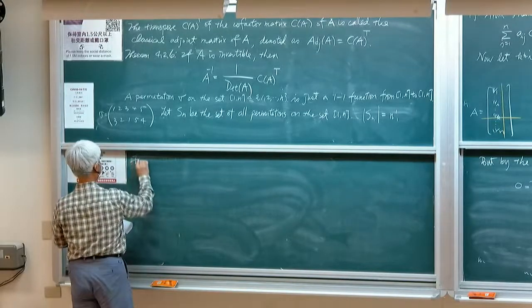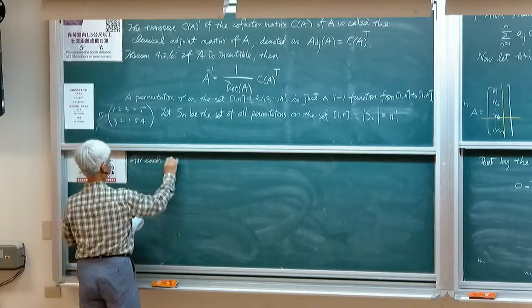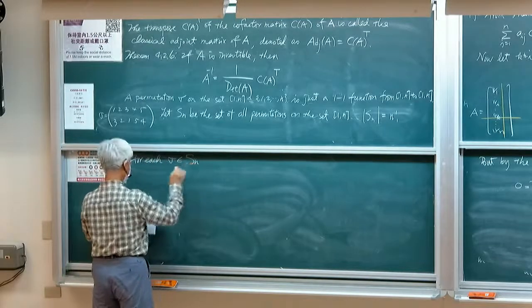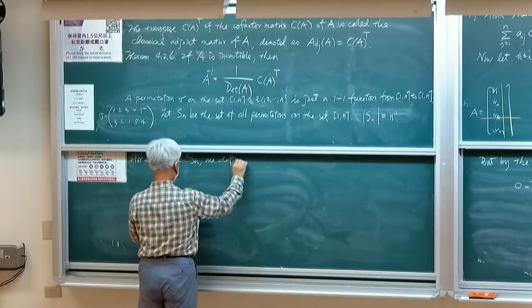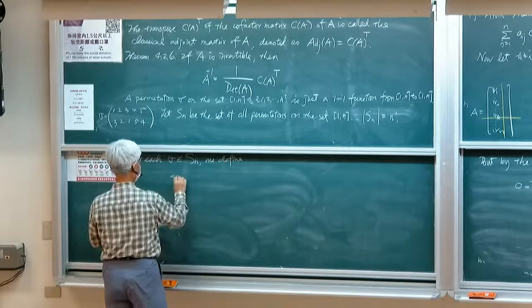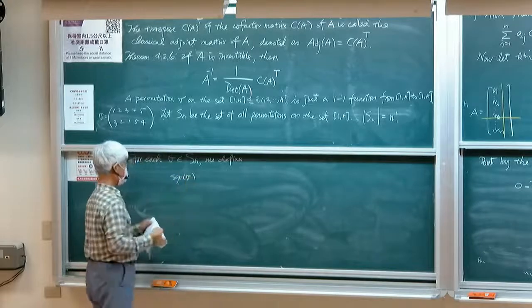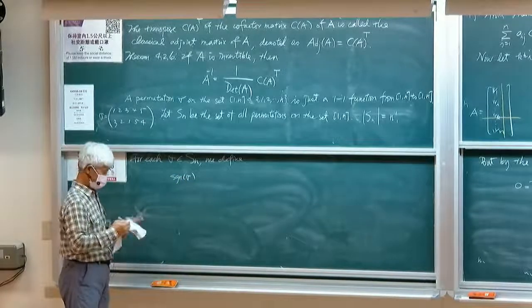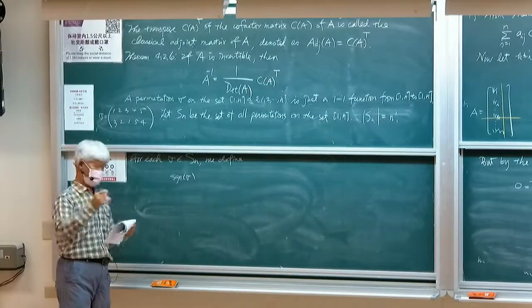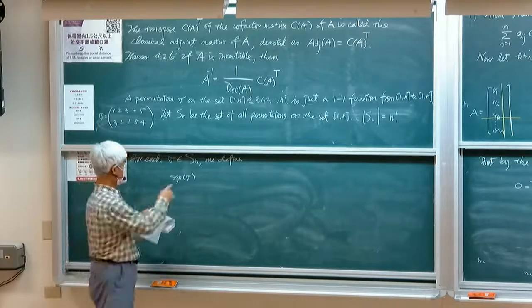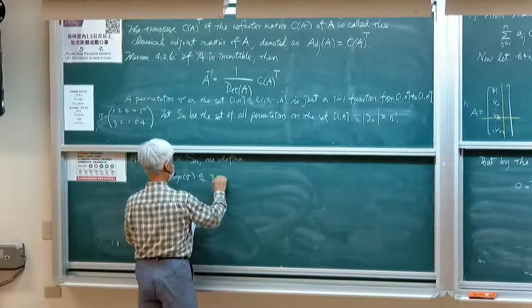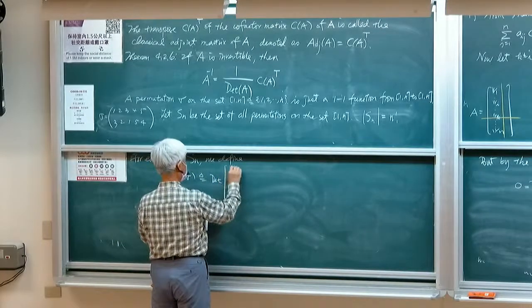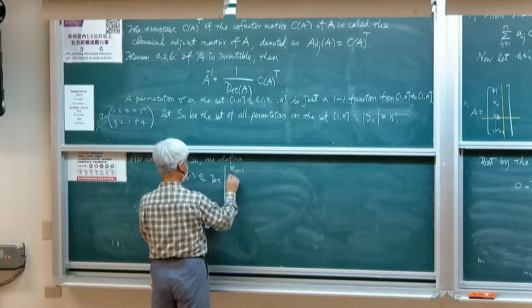Now, for each sigma in S_n, we define the sign of sigma. Sign means +1 or -1. The sign of a permutation sigma is defined to be the determinant of a special matrix.